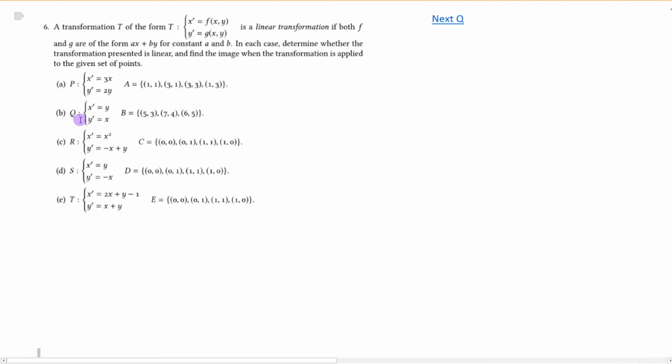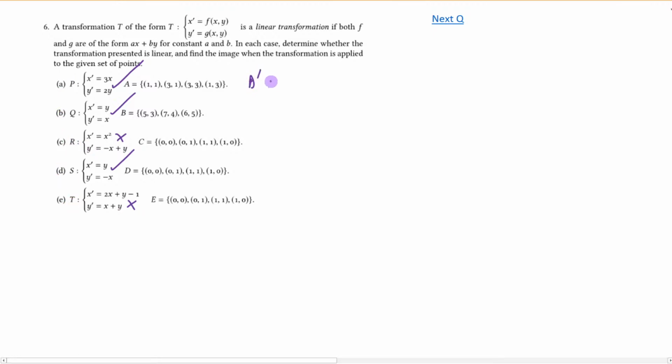Right, so what you should realise is, if we're looking for a linear transformation, we know that it's a linear transformation if both of them are of the form ax plus by. So we can clearly see this 3x and 2y are of that form. Y and x is of that form. X squared is not of that form, it's not linear, so that's not going to work. Y and minus x are of that form, and then this one is not, because you've got a plus or minus a constant on the end. So this one is not a linear transformation. So the linear transformations are A, B, and D, and C and E are not linear transformations.